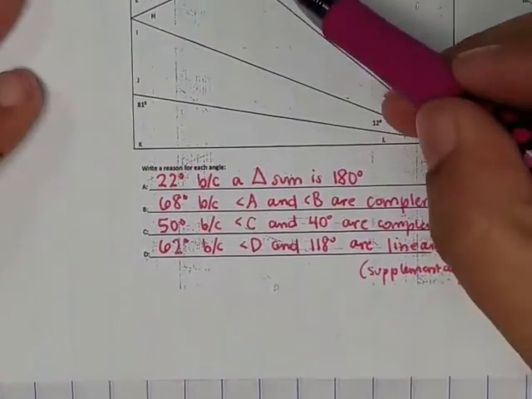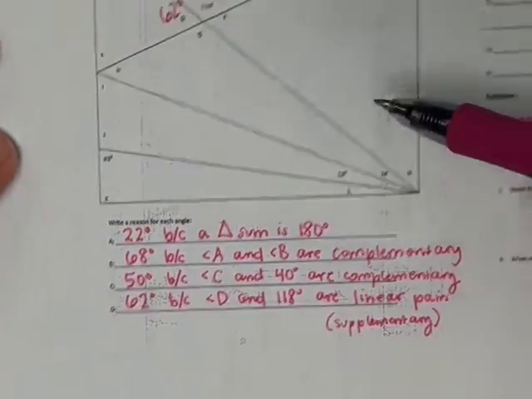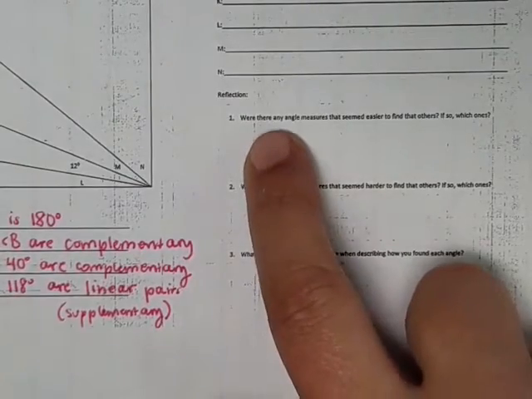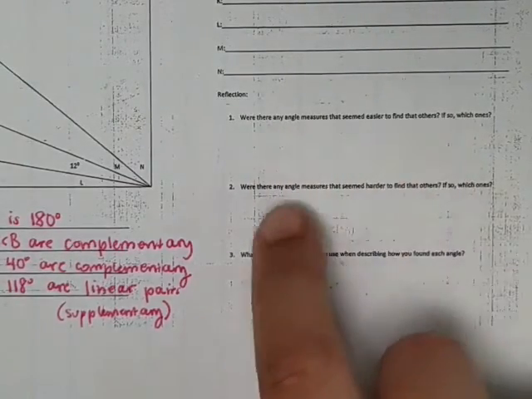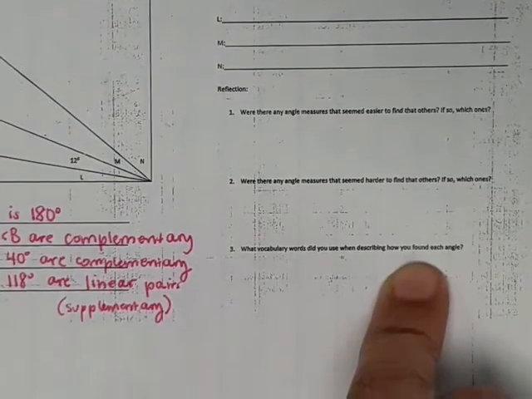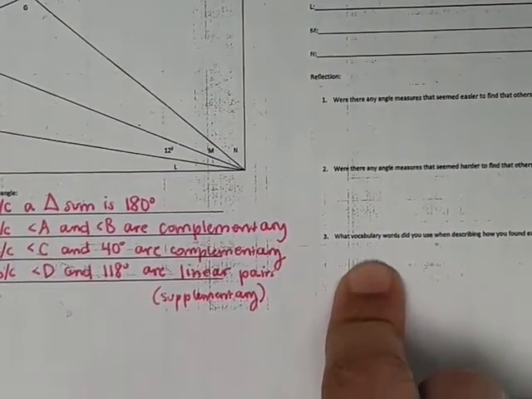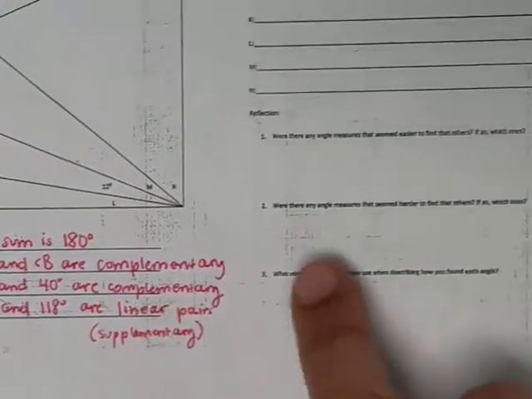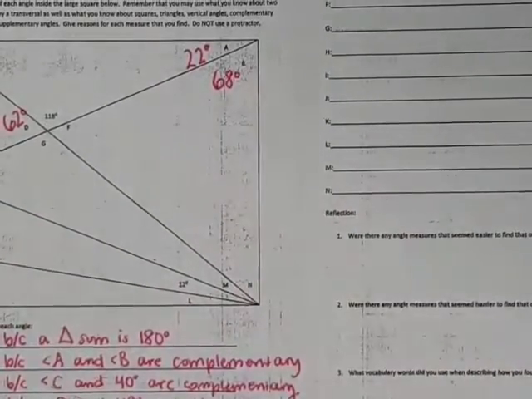So you're going to find the rest of these, E through N, and then write your reasons right here, and then answer some reflection questions. Were there any angles that seemed easier to find? Were there any angles that seemed harder to find? And what vocabulary words were you using to describe them? Some vocabulary words I've already used: complementary, linear pairs, supplementary, etc. So make sure that you answer all of these, and good luck.